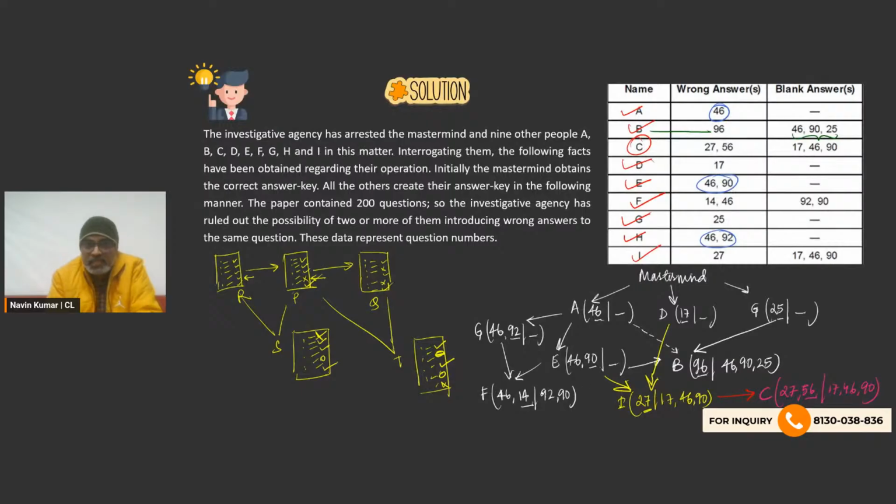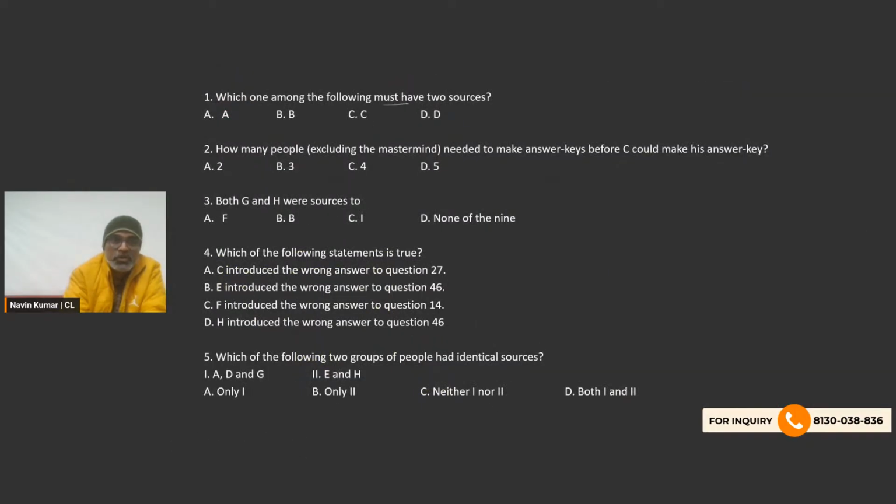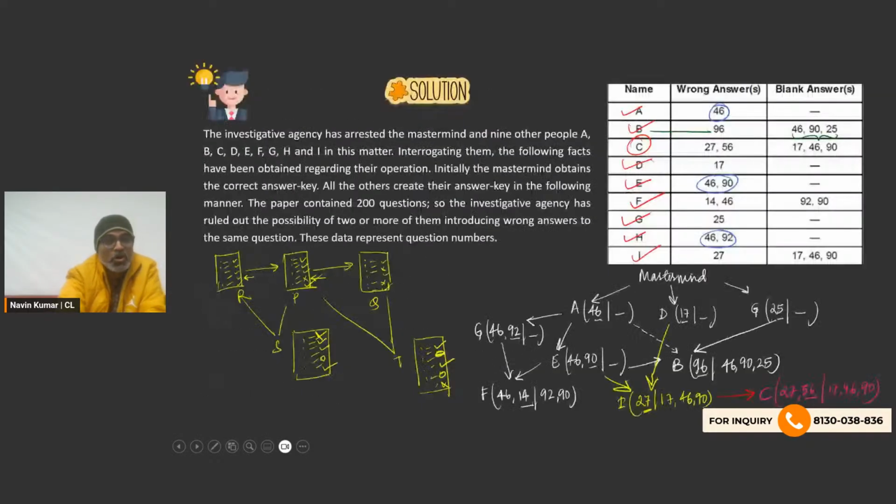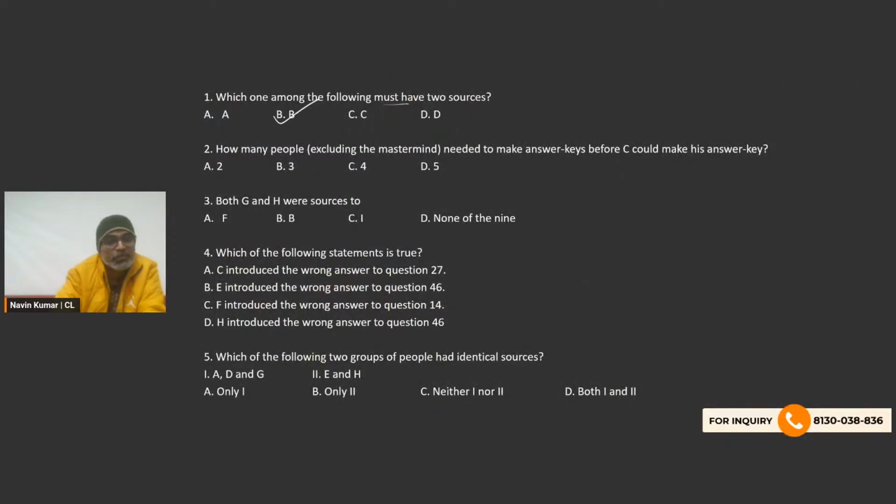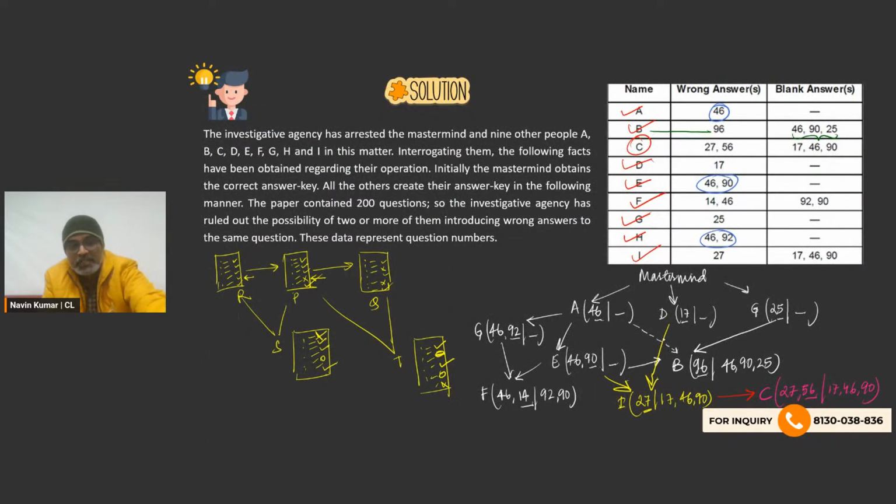C is going to have only one source. D is going to only have one source. So since the question says which of the following must have two sources, out of all of these, only B can have two sources, right? So that means B did not copy it from A. He simply copies it from E and G.